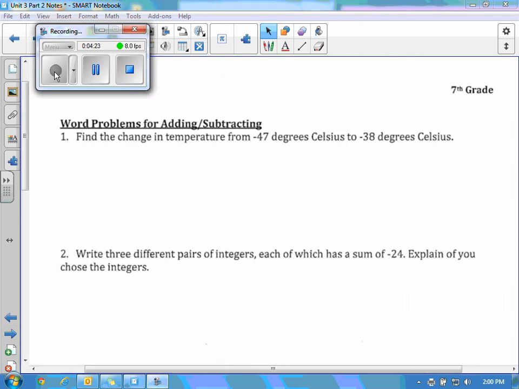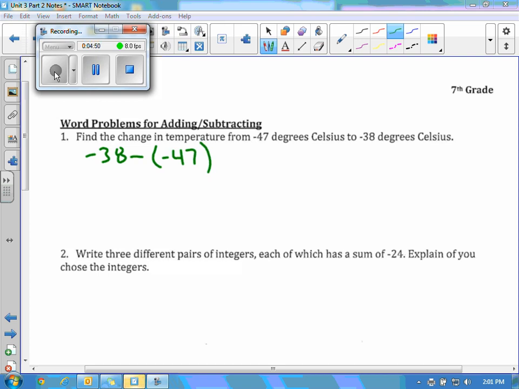Moving on to the back side of this page, we have some word problems that involve addition and subtraction. So the first one says, find the change in temperature from negative 47 degrees Celsius to negative 38 degrees Celsius. So if we're finding the change in temperature, that means we're going to subtract. When we do this, we want to take the number we're at now, so we're at negative 38 right now, and subtract the number where we started. So negative 38 minus negative 47.